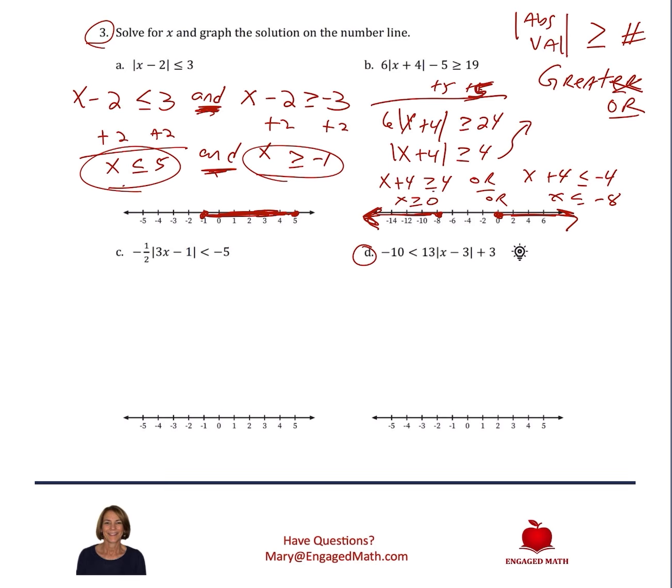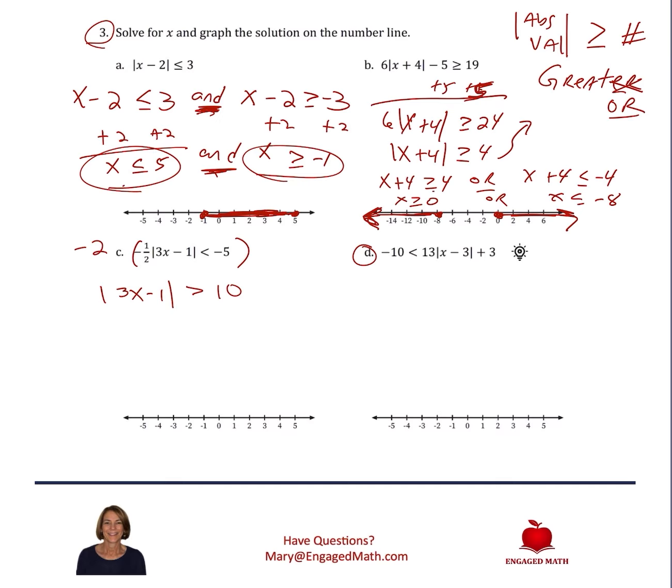Okay, let's go to C. Notice that this time I'm going to try to get rid of that fraction. So what I'm going to do is multiply everything through by -2, which leaves me with 3 times the absolute value of 3x minus 1. Because I'm multiplying through by a negative, I'm going to flip our sign and get a positive 10 on the right. So the absolute value of 3x minus 1 is greater than a positive 10.